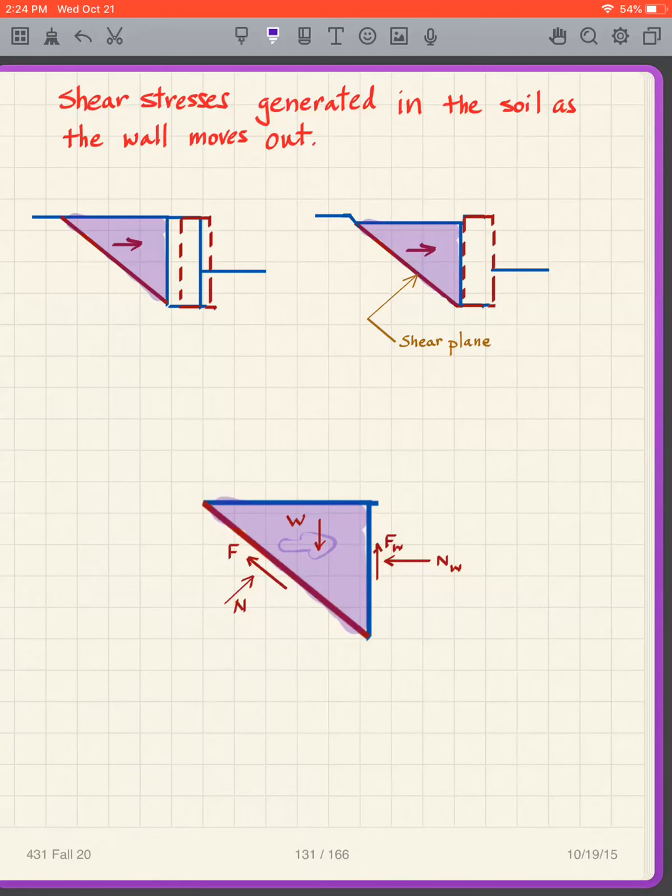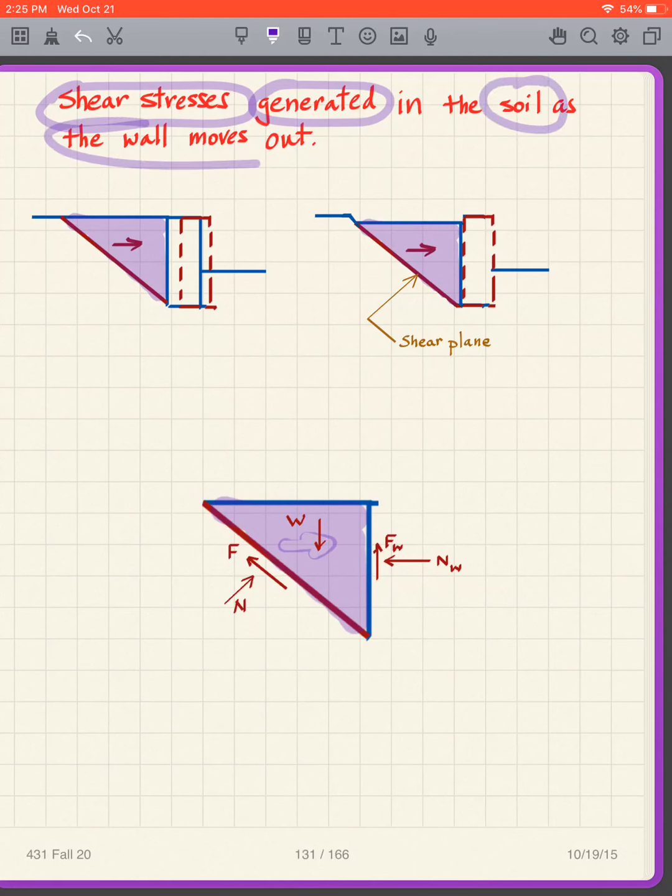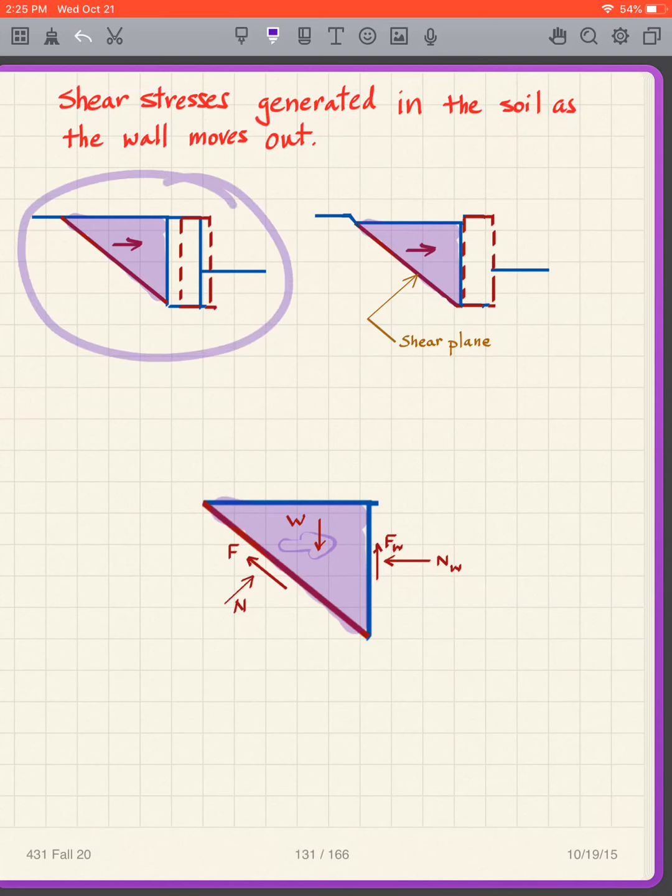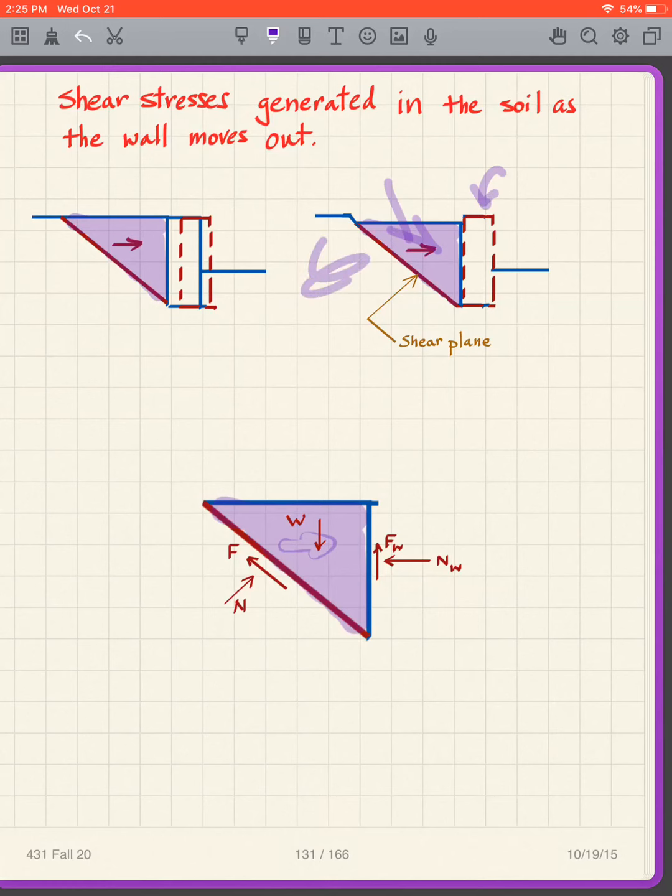Okay, I want to point out that shear stresses are generated in the soil as the wall moves out. So how does that occur? Well, here's my wall, and the wall is moving in this direction, and if I'm looking at this wedge of soil here, what happens to it? Well, the wall moves to this location, and we get a wedge of soil that moves toward the wall. This soil doesn't move at all. There's going to be some soil that doesn't move when the wall moves, but some of the soil does move.